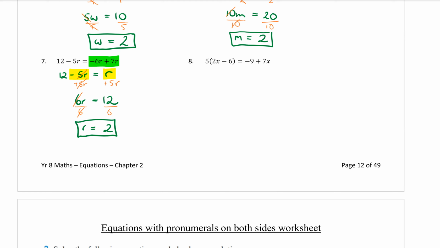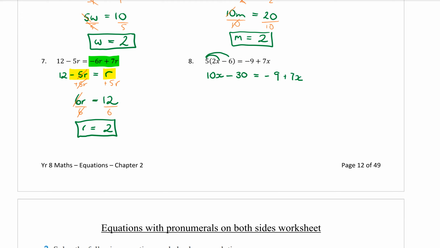One last question. If there's brackets, you always expand those first. A reminder on how to expand brackets. We times 5 with 2x. 5 times 2 is 10x. We have a minus sign in the bracket, and then we multiply 5 times 6, which is 30. Okay, just write the right-hand side of the equation down again, unchanged.